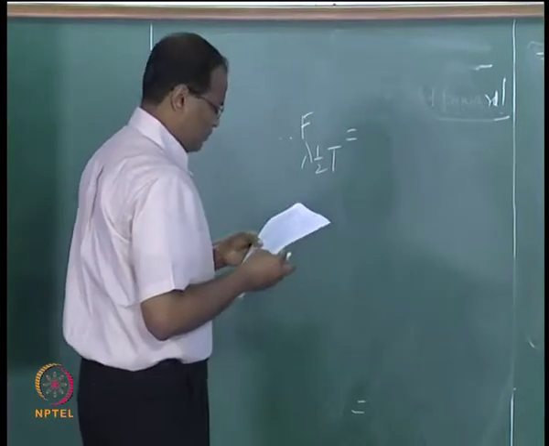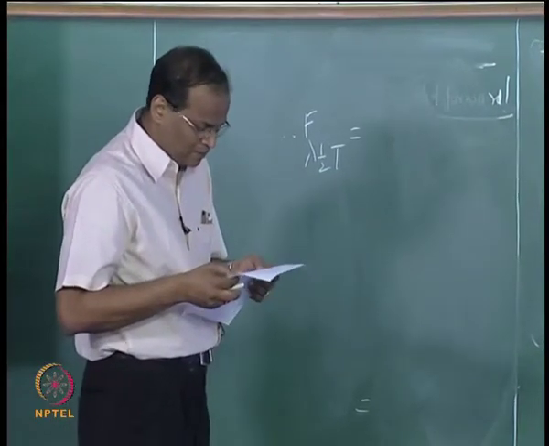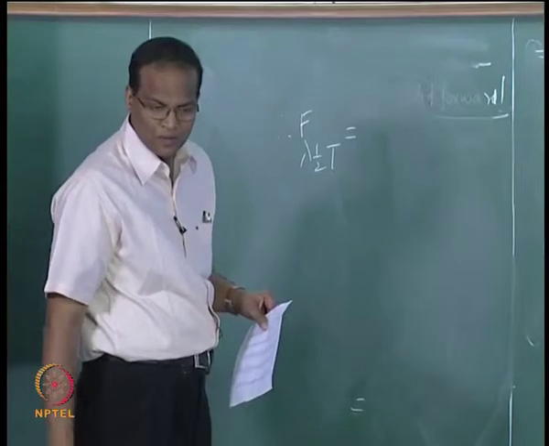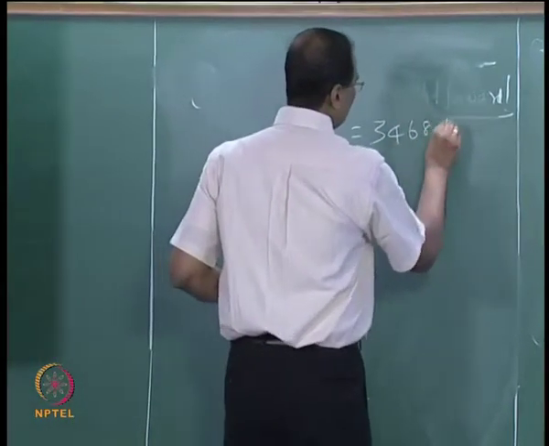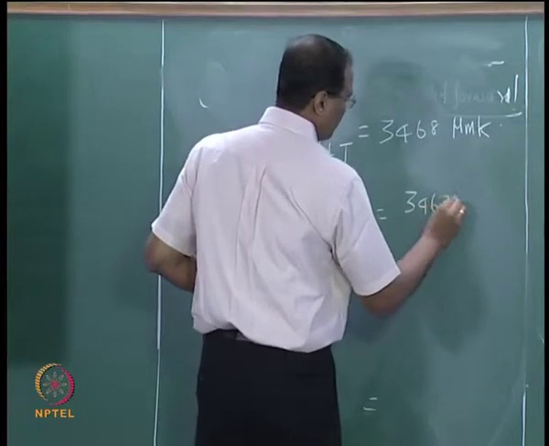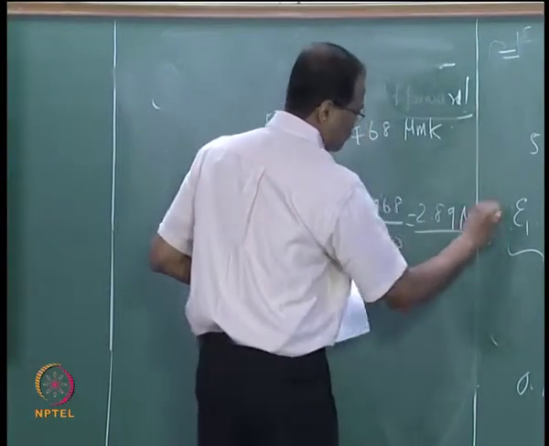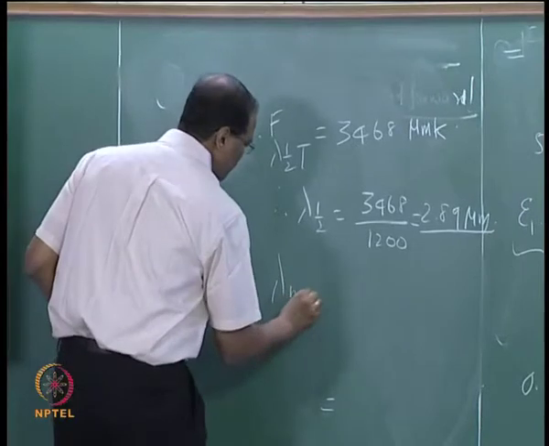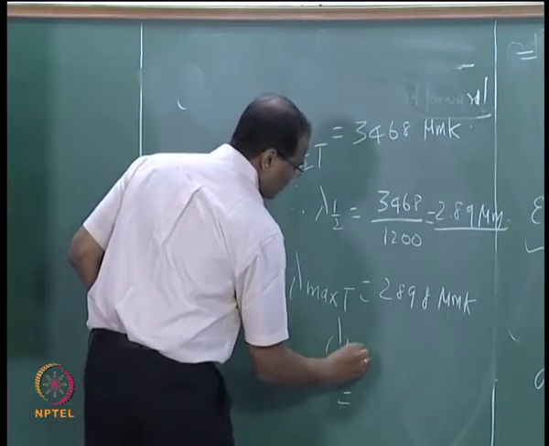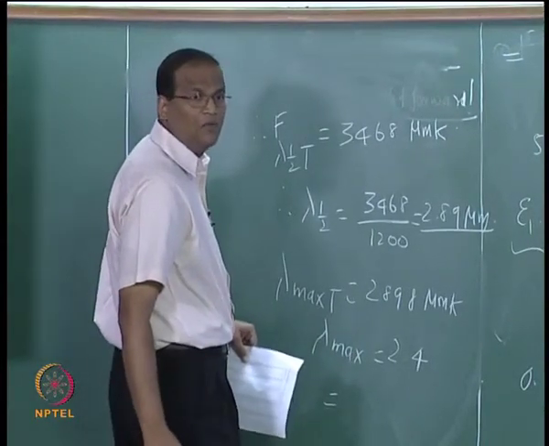Equal to 3000, what is it? 3468. Okay. Okay. Lambda max is 2.8.